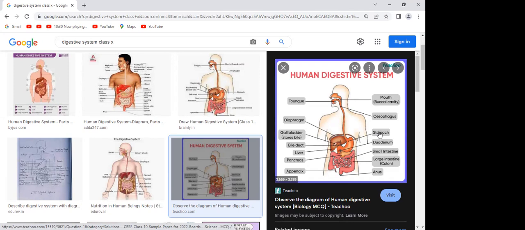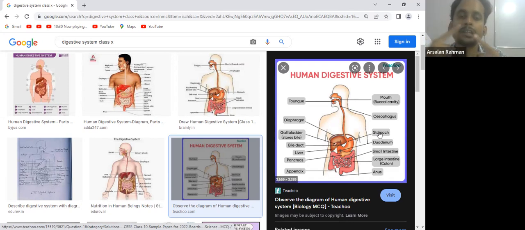Okay. So first, remember with me. First, food will enter through the mouth. Then it will enter into the buccal cavity. Then it will enter into what? Esophagus. Then it will enter into what? Stomach. Okay. Then food will enter into the small intestine.